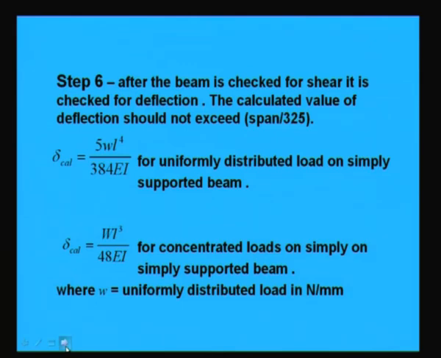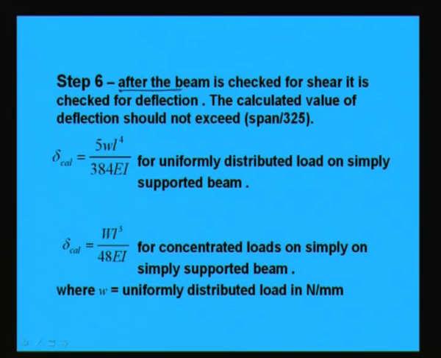We have to see what deflection is coming due to that particular loading condition and that particular boundary condition. So, we will calculate the maximum deflection for that case, and then we will check it with the Codal provision. In the Codal provision, it is given that the maximum allowable deflection is span by 325, right. So, that we will check. That is what we have done: after the beam is checked for shear, it is checked for deflection. The calculated value of deflection should not exceed span by 325, right.